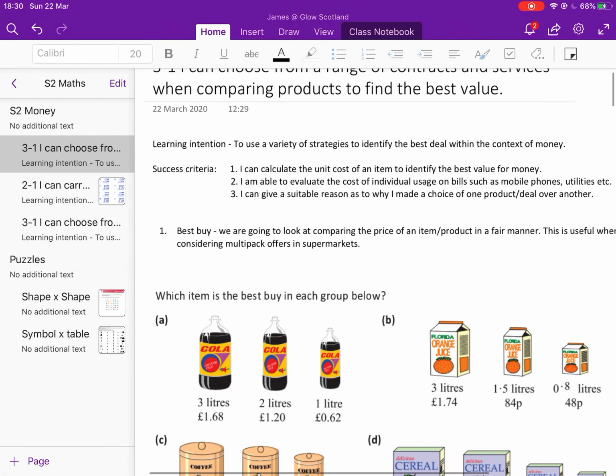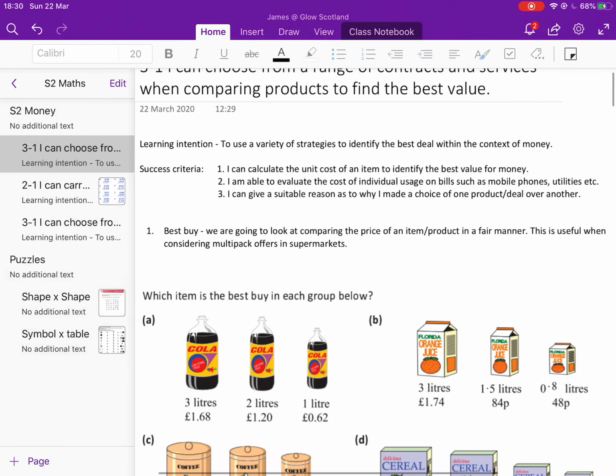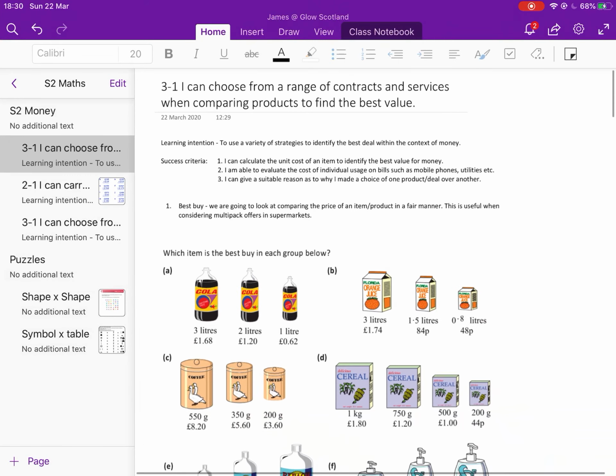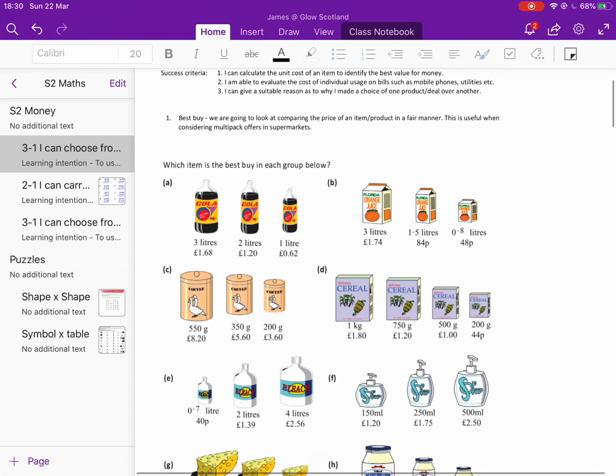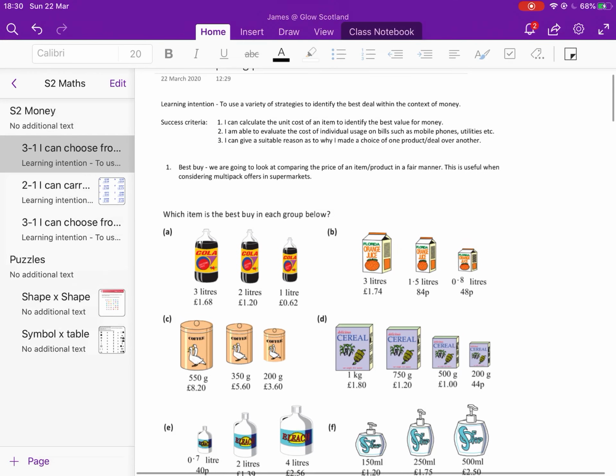Success criteria: I can calculate the unit cost of an item to identify the best value for money. I'm able to evaluate the cost of individual usage on bills such as mobile phones and utilities. And number 3 is to give a suitable reason as to why you made the choice of one product or deal over another.